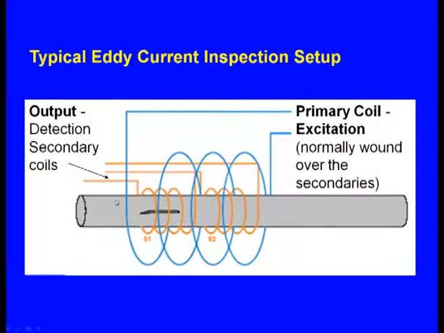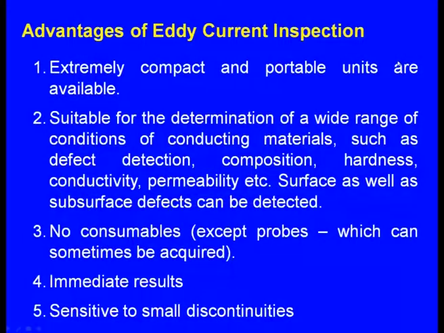Now, if there is any crack in a particular specimen, then what will happen? There will be a change in the secondary current, the secondary eddy current. That is how we can detect the defect or a crack, an internal crack inside a cast specimen. So, this is the simple principle of the eddy current inspection. Now, what are the advantages of the eddy current inspection? Extremely compact and portable units are available. This is very compact. There is no heavy machinery involved.